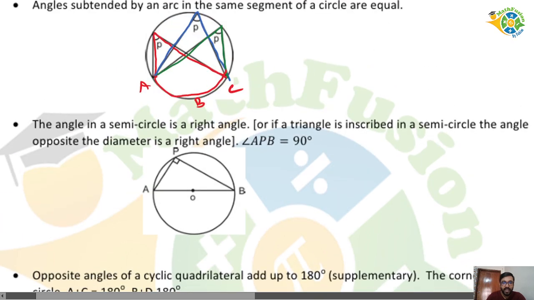So the next theorem is: the angle in a semicircle is a right angle. Okay. The semicircle is nothing but half of a circle. So if we take the diameter AB, okay, we take the diameter AB and draw a circumference angle from A and B, the angle APB will be 90 degrees. Okay. So in that case, APB will be 90 degrees, a right angle. Okay.